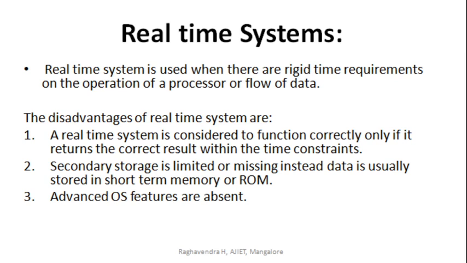Secondary storage is limited or missing. Instead, data is usually stored in short-term memory or ROM. The third one is that advanced OS features are absent. Real-time systems are of two types, such as hard real-time systems and soft real-time systems.